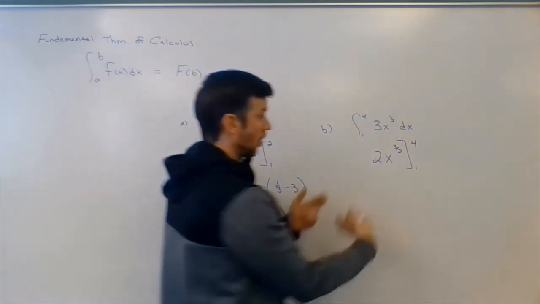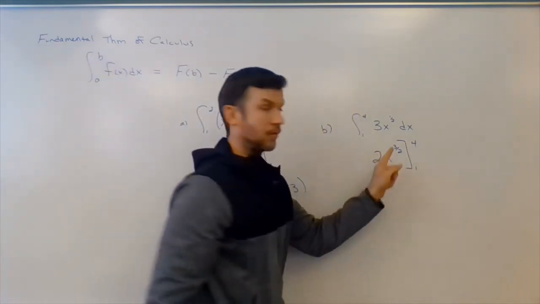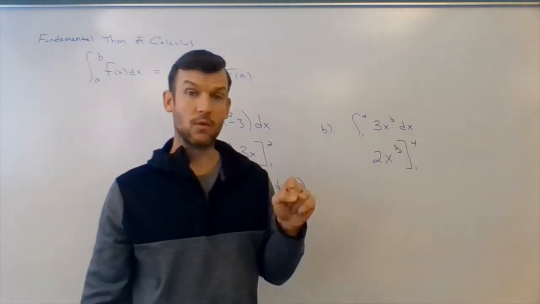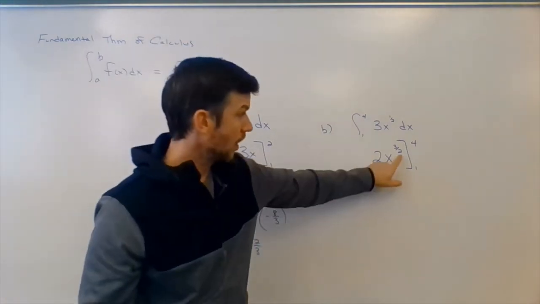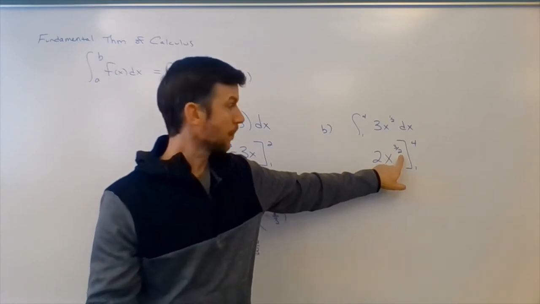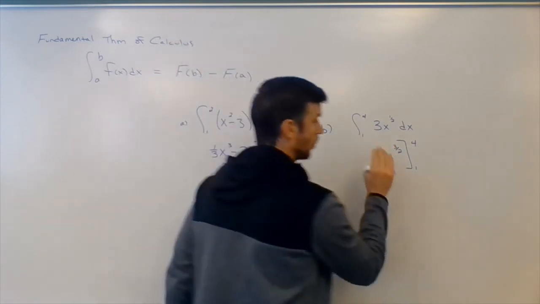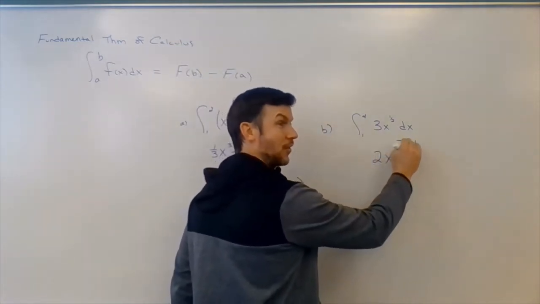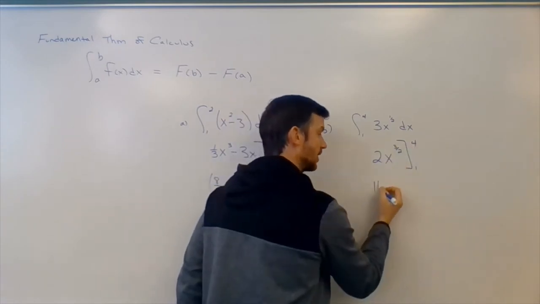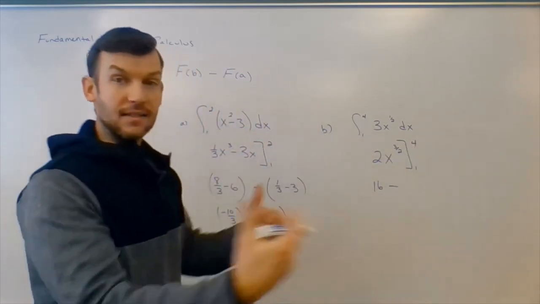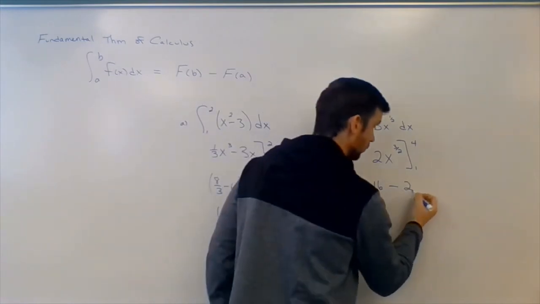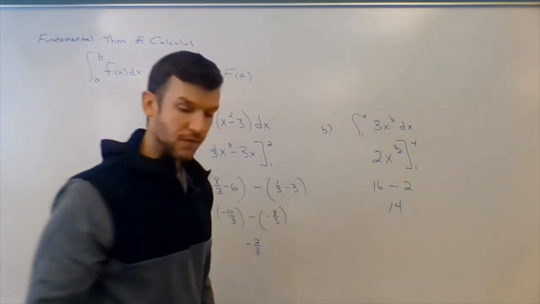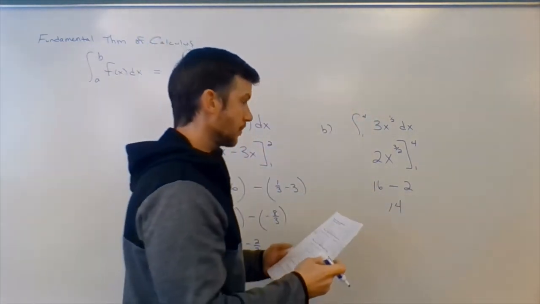We plug our 4 in. Now, to the 3/2 power means it's a square root being cubed. The denominator means the radical, square root, and then we can cube that. So when we plug a 4 in, it actually is 2 to the 3rd, which is 8, times 2 is 16. Minus, then we plug our 1 in, get 2. Final answer is 14 for that problem.